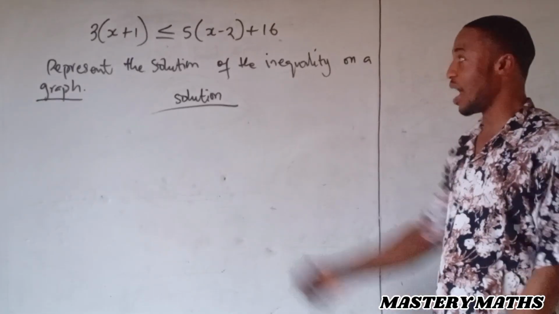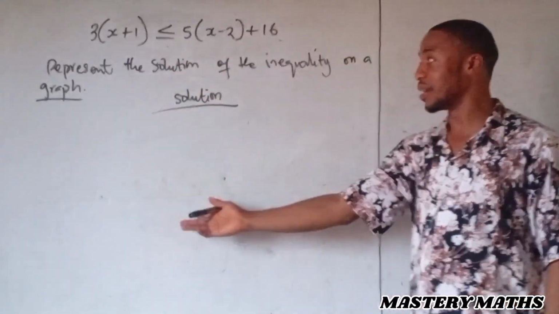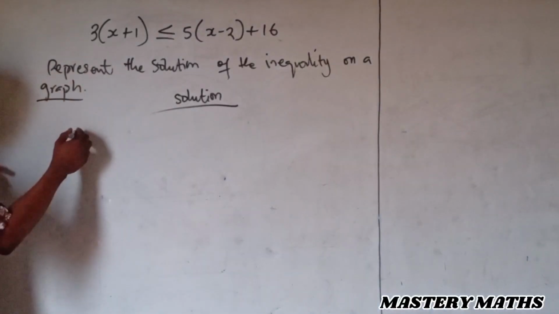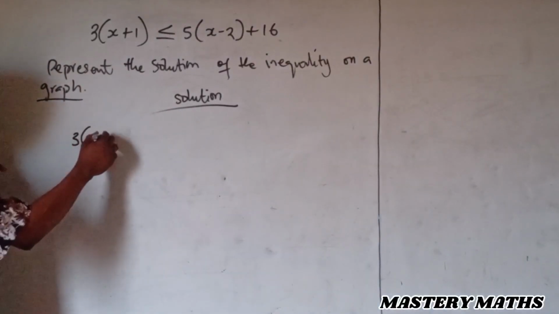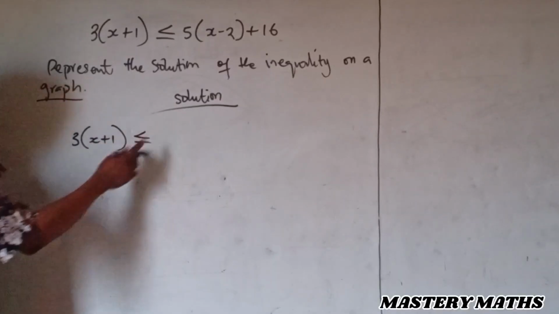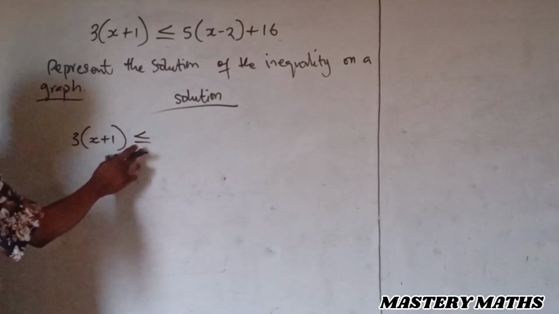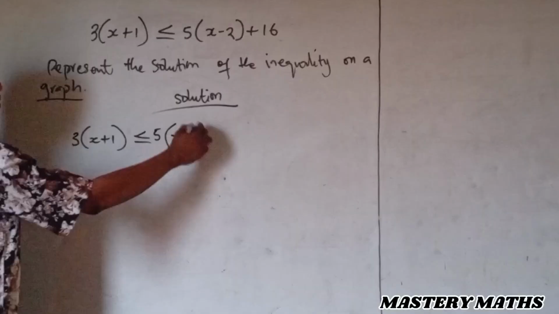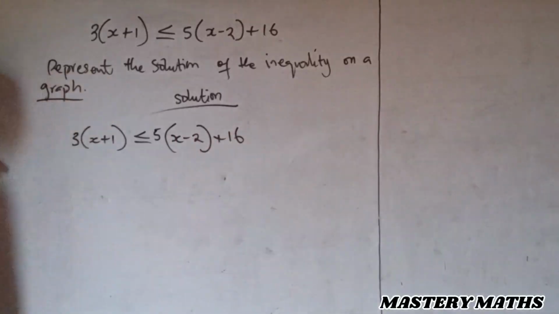Now, first of all, I'll repeat this same question. I'll bring it down by repeating it here. You have 3 bracket x plus 1, this is less than or equal to 5, open the bracket, x minus 2, plus 16.